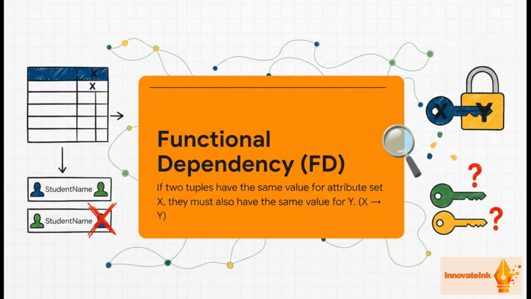Functional dependency is really the bedrock of this entire process. Think of it as a fundamental rule about your data. When we write X determines Y, it means that for any given value of X, there can only be one possible value of Y. For example, a student ID determines a student name. If I give you student ID 101, the answer must always be John Doe. It can't be Jane Smith tomorrow. It's a non-negotiable rule we have to enforce.